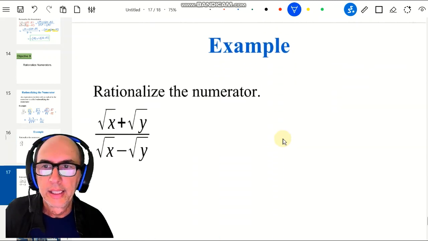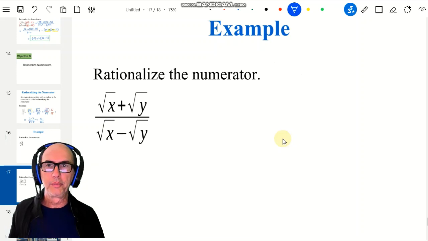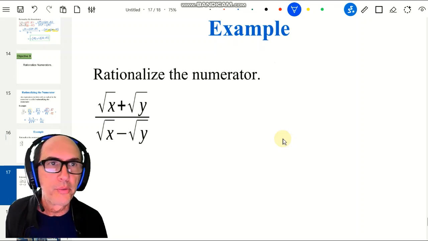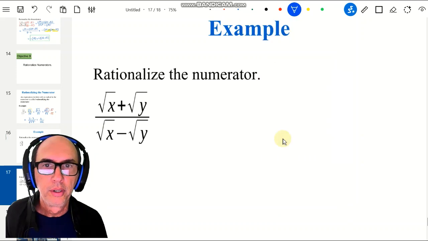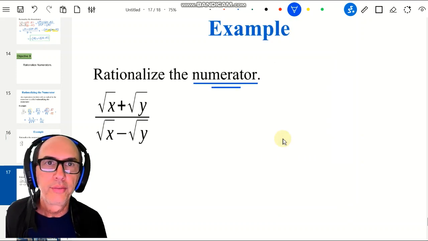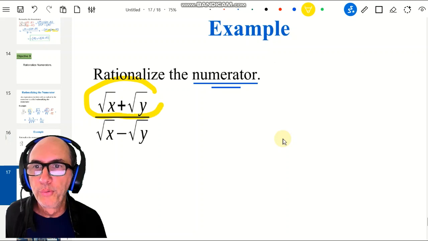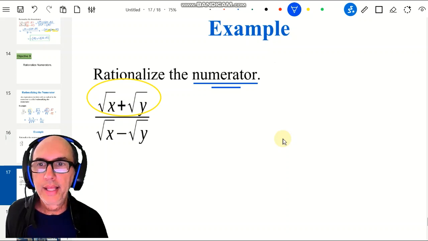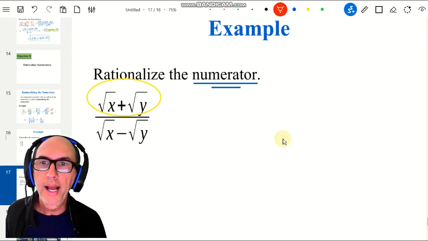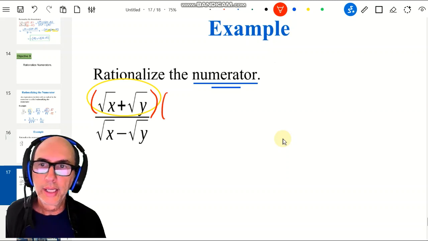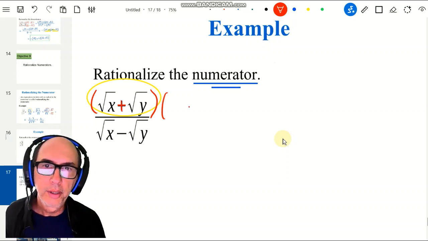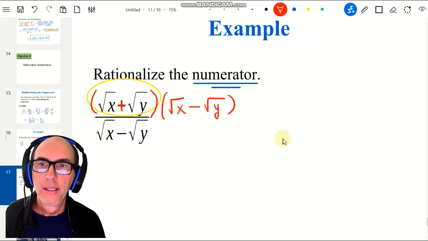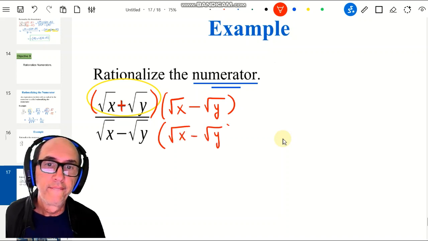Let's say this question, this example. Rationalize the numerator. The numerator is the top, right? So we have to remove the radicals from the top. Same thing as before, we're going to multiply by the conjugate. And the conjugate, since this is plus, is going to be minus: square root of x minus square root of y. See? Multiply the same thing on the bottom, square root of x minus square root of y.